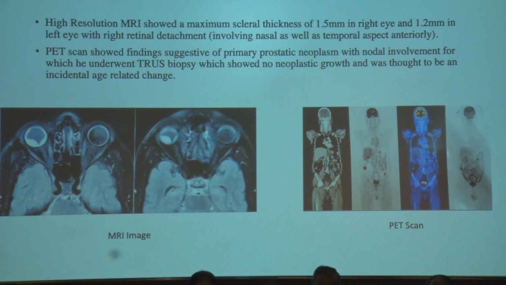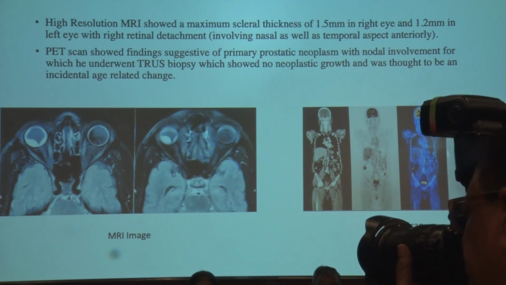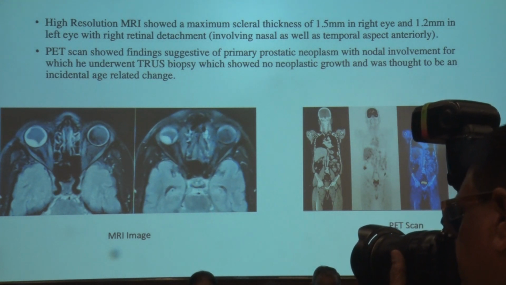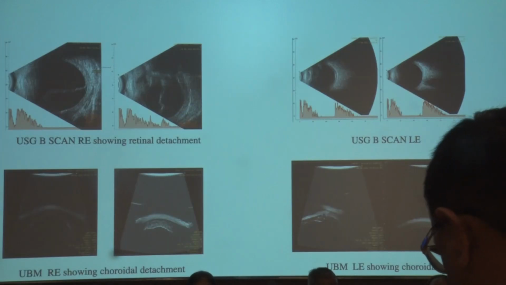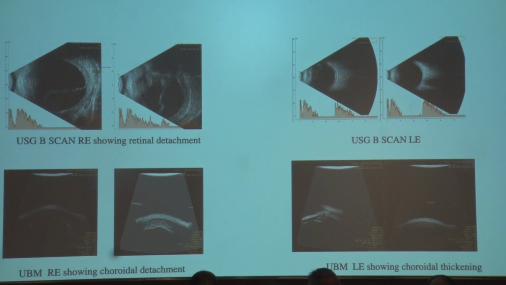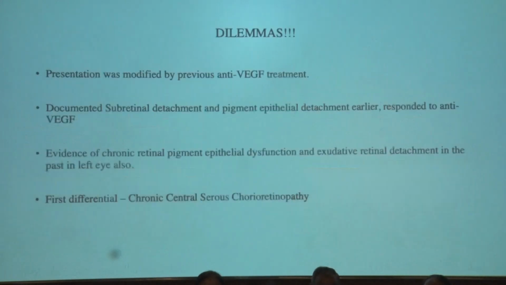He also underwent an MRI to see the scleral thickness, which was 1.5 mm in the right eye and 1.2 mm in the left eye, which was in normal range. The USG-B scan in the right eye showed a retinal detachment, and the UBM showed a choroidal detachment. In the left eye, there was just choroidal thickening with a normal attached retina.